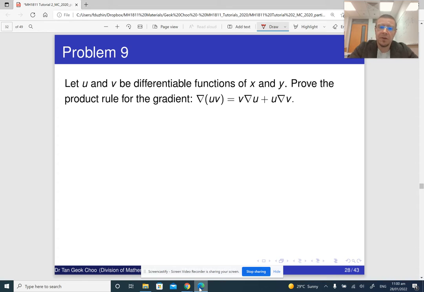Okay, so let's just verify it. This is going to be the left hand side of our equation, and this is the right hand side of our equation. We just need to check that the left hand side equals the right hand side. So let's just find out.